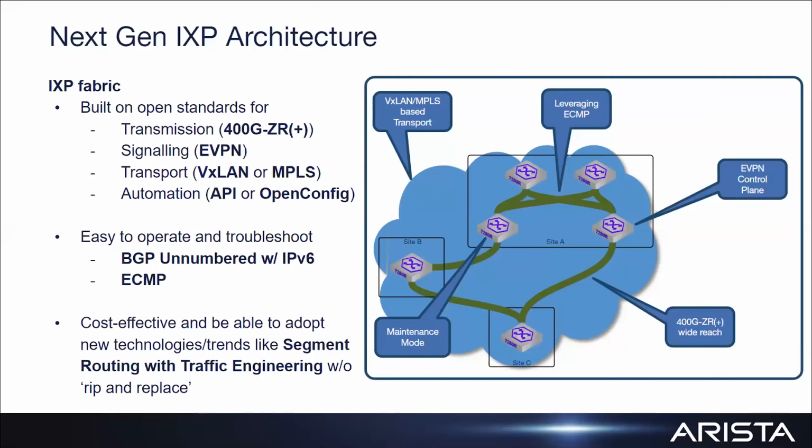Of course, the fabric should be cost effective as well, because the transfer price keeps dropping and dropping. And the fabric should be able to adopt new technologies and trends like Yaro showed earlier on with the segment routing with traffic engineering, without just ripping and replacing hardware inside of the IX. Next slide, please.